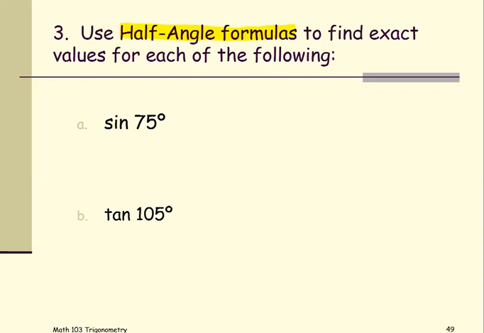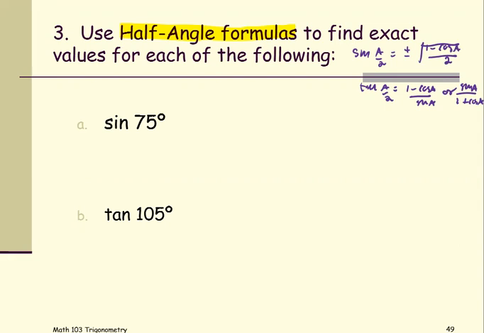For the sine half angle formula, sine of A over 2 is either plus or minus the square root of 1 minus cosine A, divided by 2. And for the tangent of A over 2, either in the form of 1 minus cosine A over sine A, or sine A divided by 1 plus cosine A.